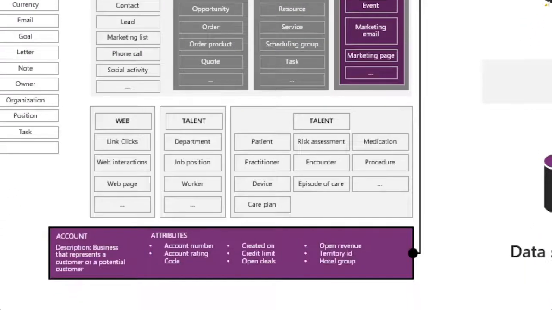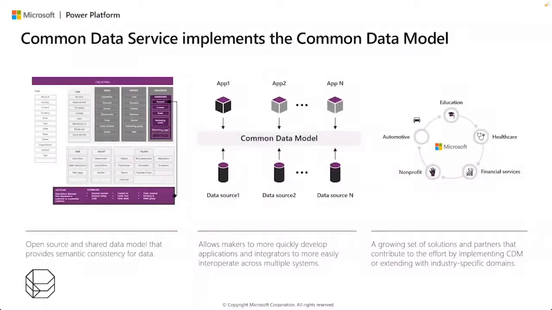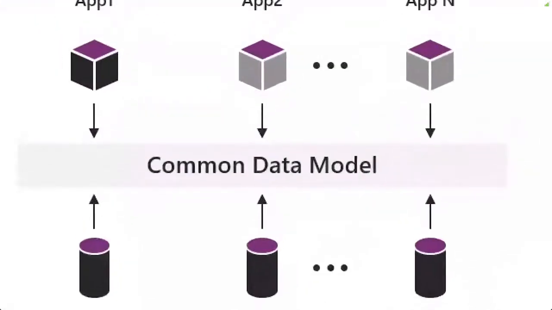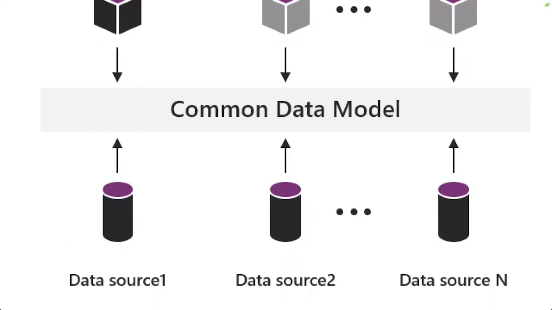And the other solutions of Microsoft that are built on CDS use other parts of the accelerator, like for talent, so the department, job position, the worker, or in healthcare with patients and practitioner. All of those things are standardized, and then you can build a number of apps that will use them when they need. So you can have application number 1, let's say your HR app, application number 2, which is your sales app. All of that will be using different data sources that are built around the data model, or the CDM.